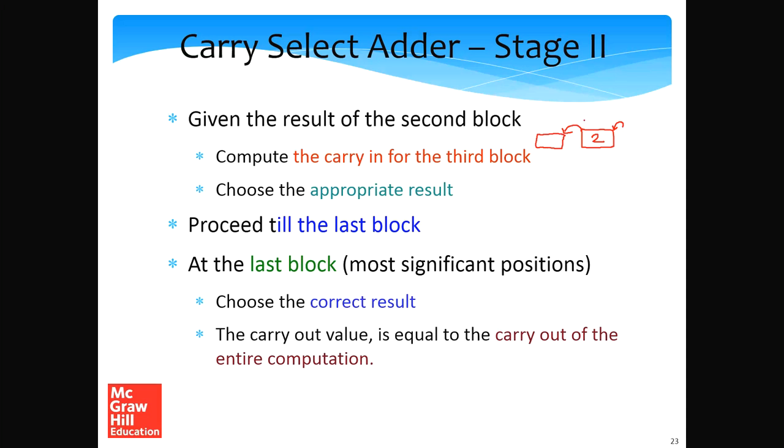And since again we know what is the carry in, we can choose from one among the 2 pre-computed results and send the carry out, and so forth. So in this manner we proceed till the last block. At the last block we choose the correct result, and basically this finishes the entire computation.